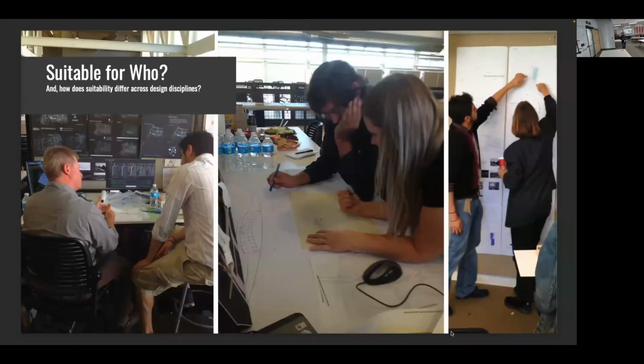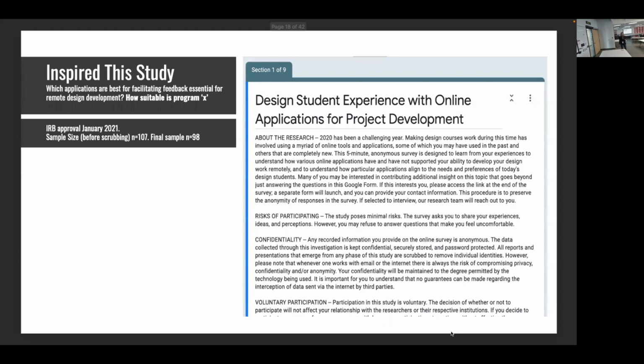It's also raised questions like suitable for who? How does that suitability differ across disciplines? I'm trained in architecture, but I teach in a lot of other design disciplines, and I don't teach in some disciplines. I'm not in fashion design, right? I'm not a comm design teacher. I'm not industrial design. So I have a lot of questions about how do you make feedback effective for design in general, but also maybe it's specific to whatever discipline you're in. So that inspired this study.